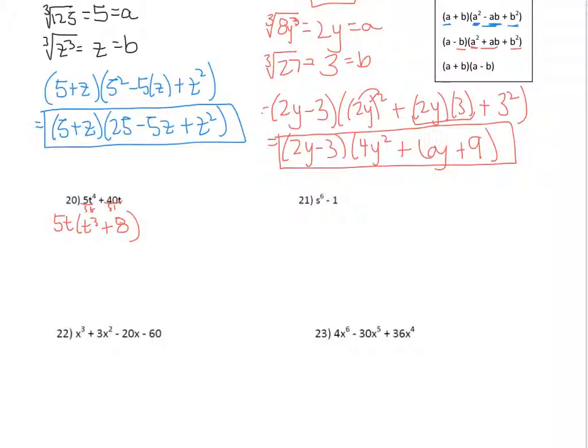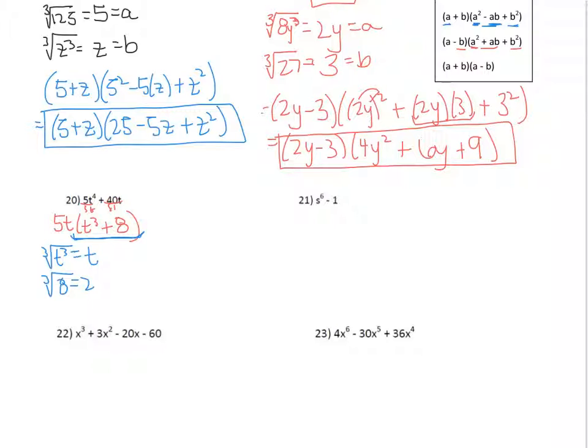All right. Now let's just focus on that resulting binomial, t to the third plus 8. That's going to end up being a sum of cubes formula. So we're going to take the cube root of t to the third, and we get t. And then we're going to take the cube root of 8, we get 2. So then we can plug it into the formula.